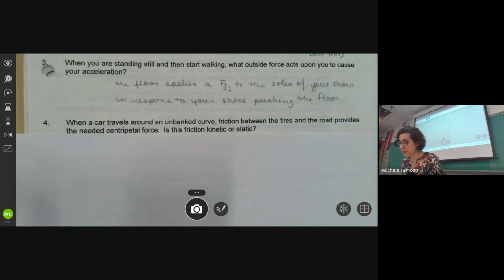Your foot's just going to slip on the floor. You're not going to grip it to push forward. So it's a static friction force.